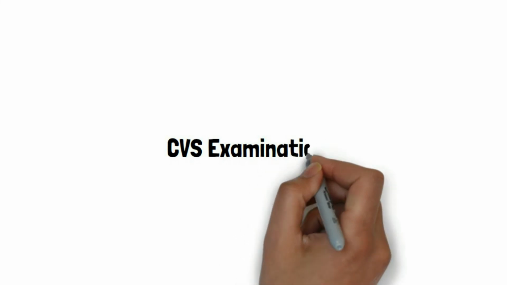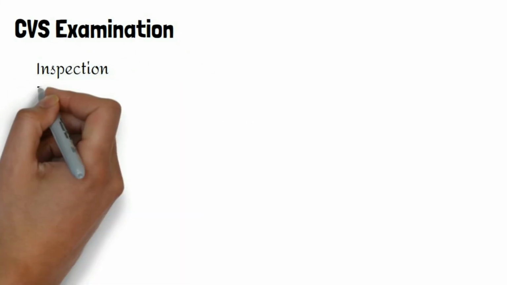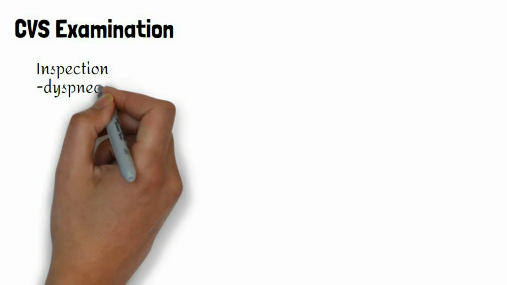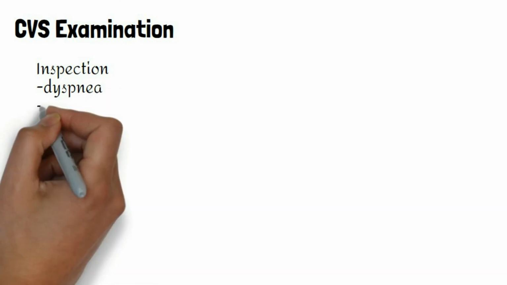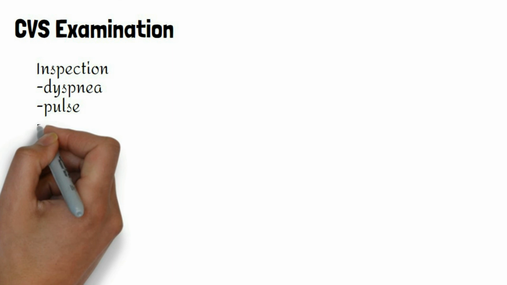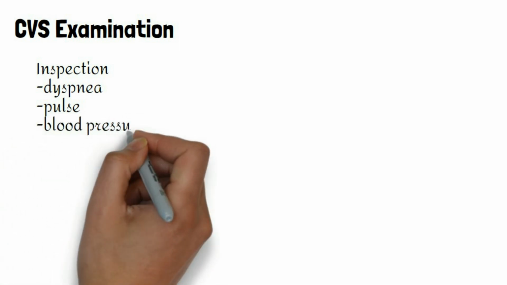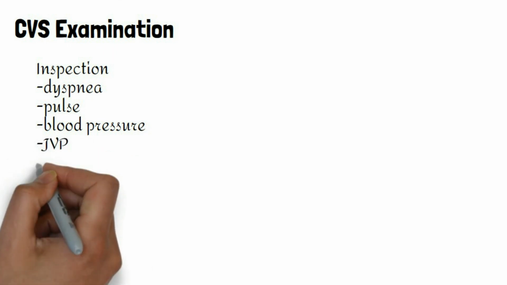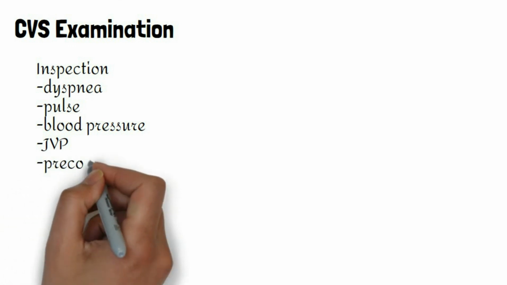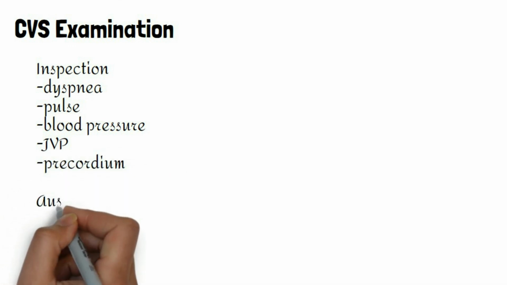In CVS examination. Inspection. Dyspnea due to pulmonary edema due to left heart failure. Pulse, tachycardia, irregular pulse in atrial fibrillation. Unequal radial pulses in aortic dissection. Check peripheral pulses to exclude peripheral vascular disease and aortic dissection. Blood pressure, low in aortic dissection, postural drop in MI. JVP, prominent a wave in right heart failure. Precordium, look for apex location and character, heaving.